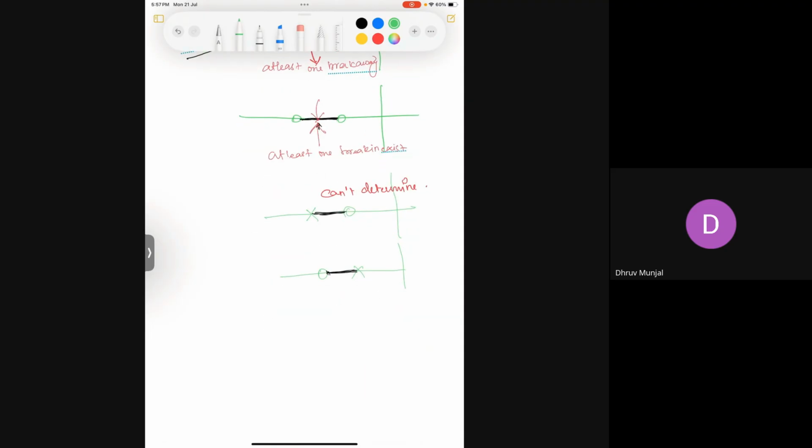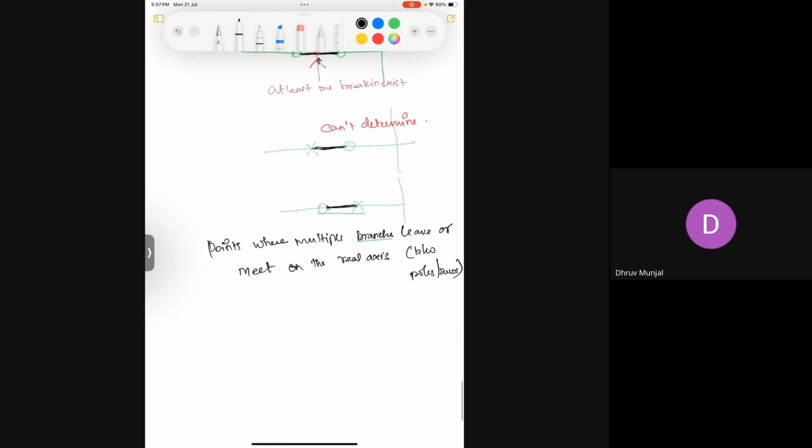Okay. Right. How to find these breakaway or break-in points? First, what does this tell? These are the points where multiple branches leave or meet. When they leave, we call it breakaway. When they meet, it is break-in on the real axis. This is also in the real axis, between poles and poles, or zeros and zeros.